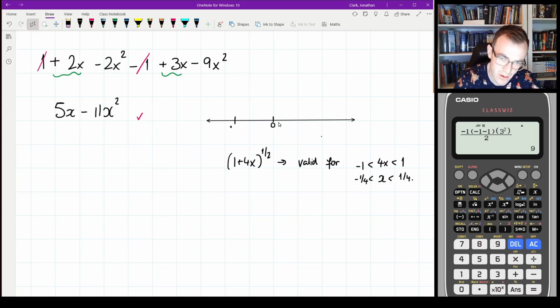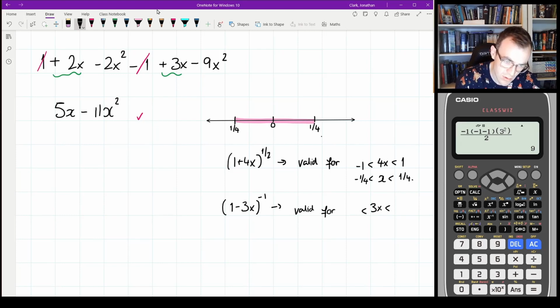If I mark that on this number line here, it's valid in, let's go for pink because I colored it in pink earlier, valid in that region. The other expansion I did, 1 minus 3x to the power of minus 1, that is valid for between minus a third and plus a third. And if I mark that on the diagram, that's going to be just slightly outside each point there.